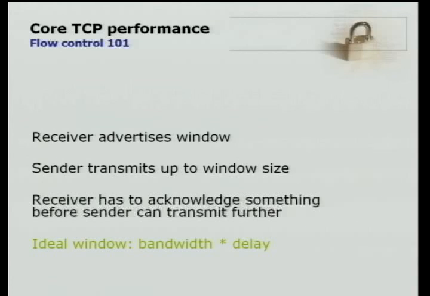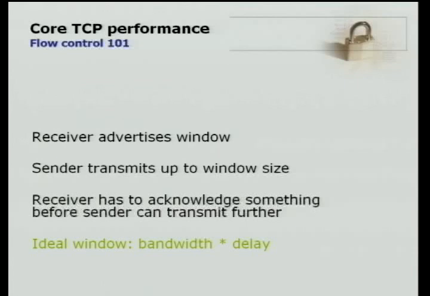There are two algorithms that determine TCP performance. The first is flow control, which runs on the receiver and is used to manage the flow of packets from the sender to the receiver. The second is congestion control, which runs on the sender and is used to make sure that the network doesn't get overloaded by a particular TCP connection. So flow control first. How it works: the receiver advertises a window. The window is the number of bytes that the receiver is willing to accept. The sender can send that many bytes, and then it has to stop and wait for an acknowledgement from the receiver before it can send more. So that's the basic idea.